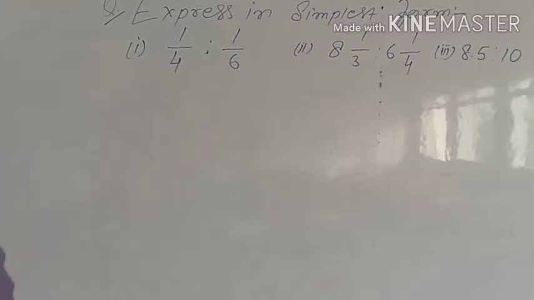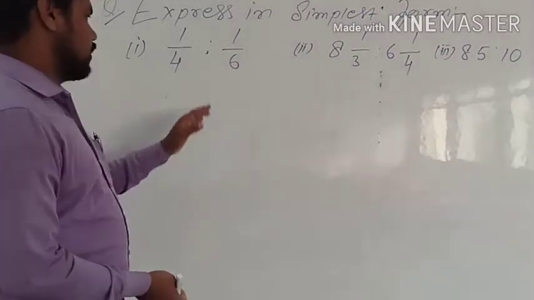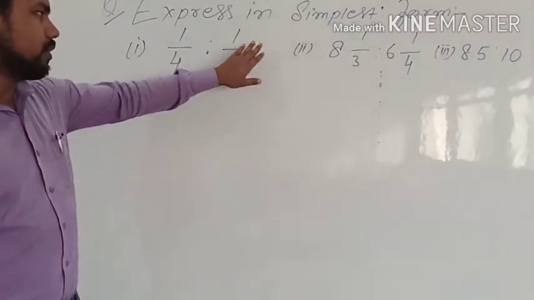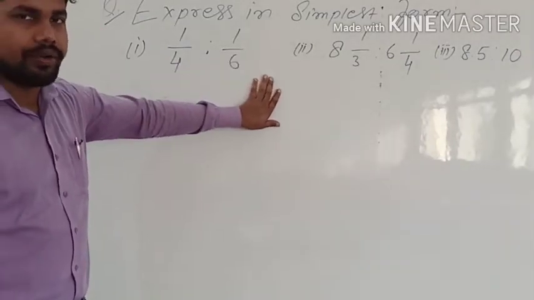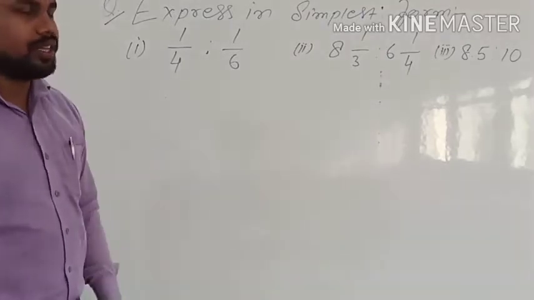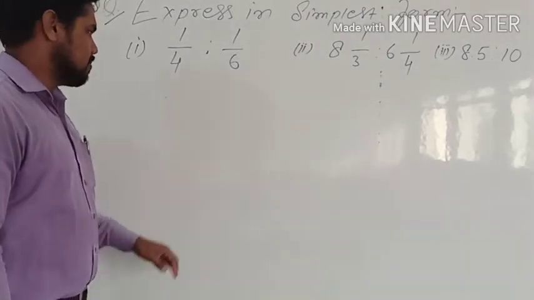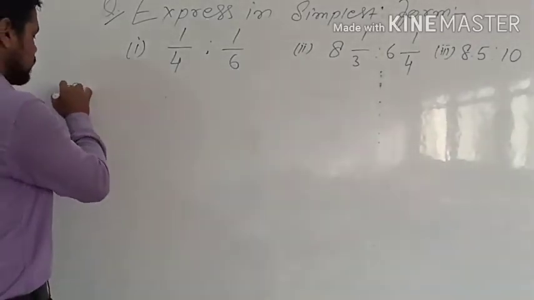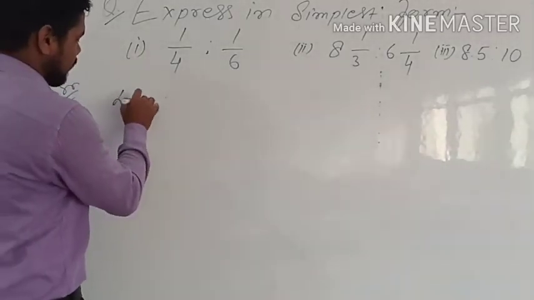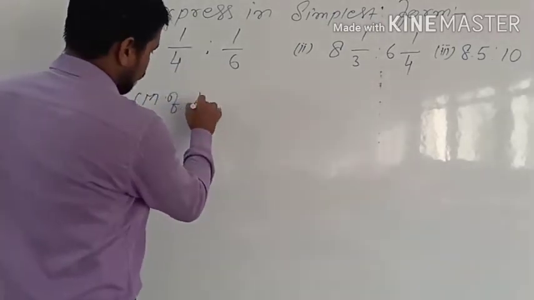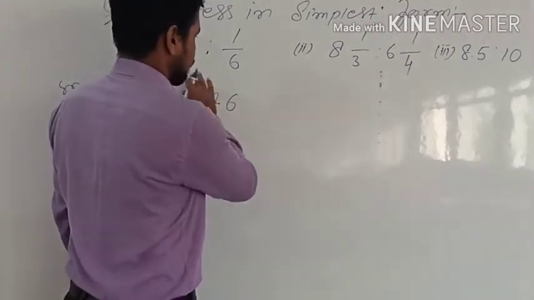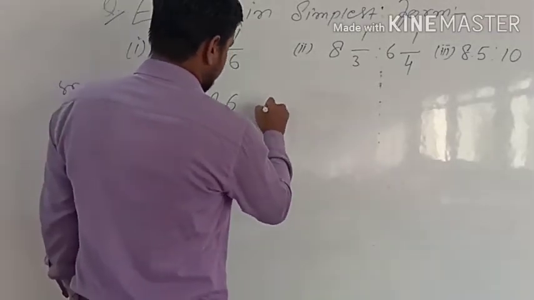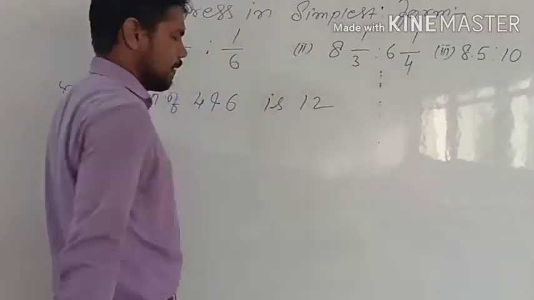Here let's see some more examples. If it is like this, 1 by 4 is to 1 by 6. Okay, then how can we solve it? So in this case we will find the LCM of these two numbers. First one I am solving, suppose. So the LCM of 4 and 6. How much will be the LCM of 4 and 6? 12, right? So it is 12.